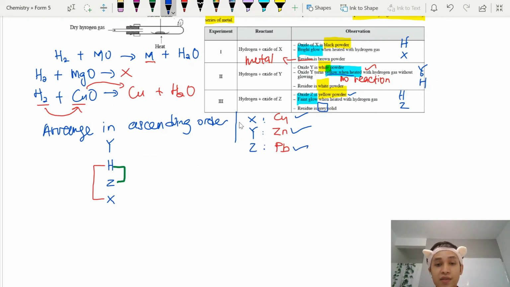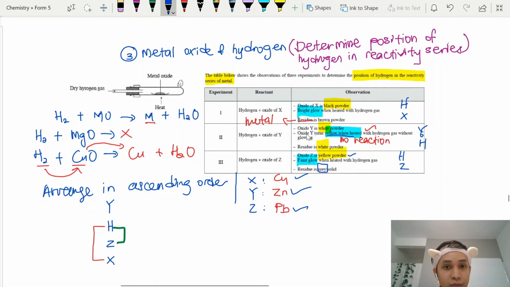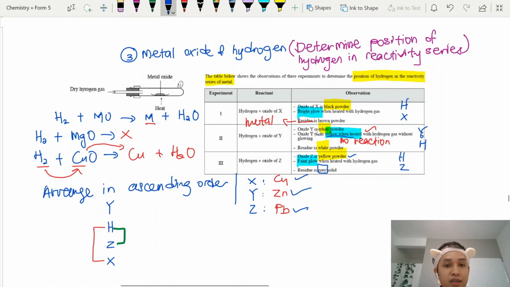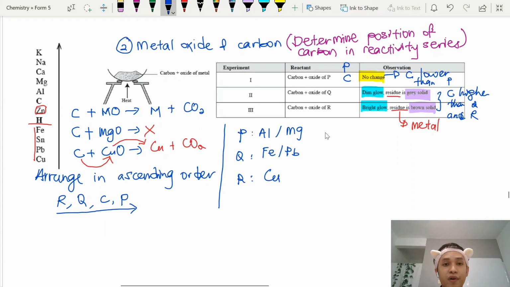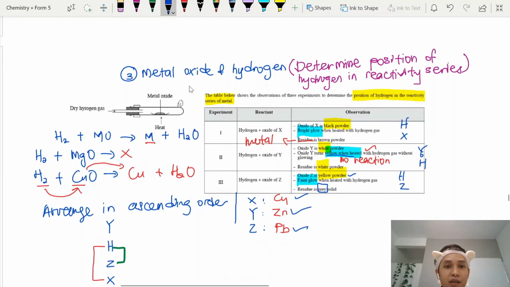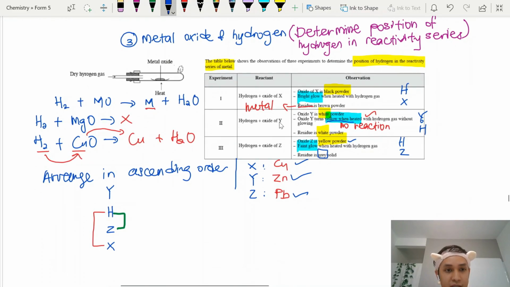For identification of metals, it depends on whether you can remember the colors of your salts and also the colors of your metals, meaning you need to revise your Form 4 Chapter 8. Then only you can suggest the name of the metal. If not, you won't be able to identify. So basically that is how we determine the arrangements for the reactivity series, for metal and oxygen, metal oxide and carbon, and metal oxide and hydrogen.